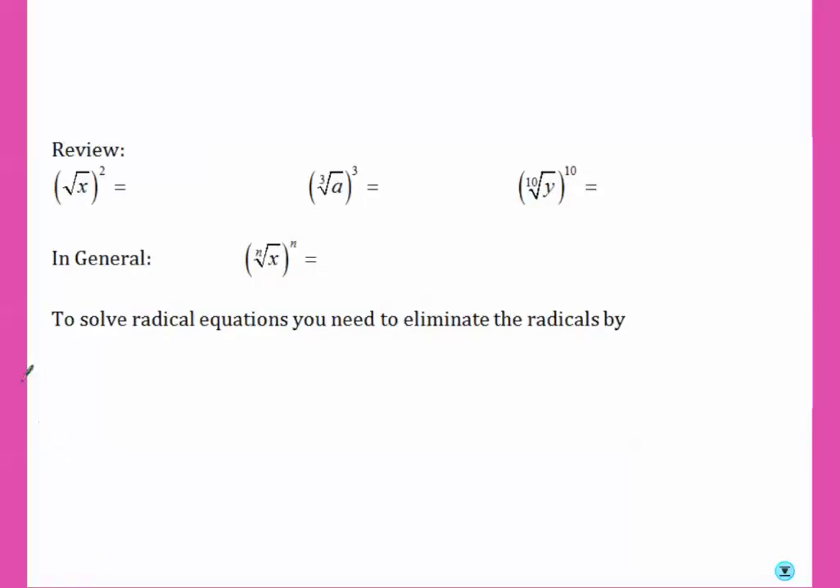All right, today we're going to be learning how to solve radical equations. So, from previous lessons, we know that if we square a square root, we would just be left with x, because squaring and square roots are inverses of each other. Similarly, if we cube a cube root, we're just going to get the number underneath. And if we have a 10th root and we raise it to a 10th power, we just get what's underneath. So, for any root, if we raise it to the index power, we're just going to get x.